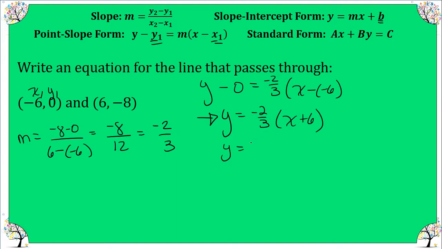And now slope-intercept, I'll have negative 2 over 3x. And then a negative times a positive is a negative. 3 divides into the 6, 2, and 2 times 2 is 4. So this is slope-intercept.